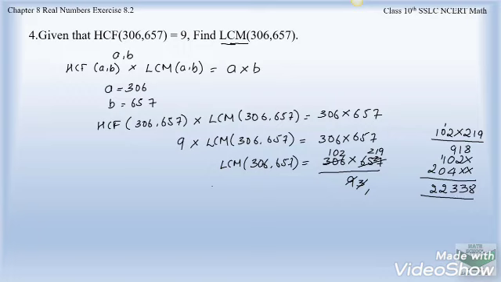So this is the LCM for the values 306 and 657, that is 22,338. We can find the LCM also by the prime factorization method, but this method will be much easier if the HCF value is given and they are asking for LCM.